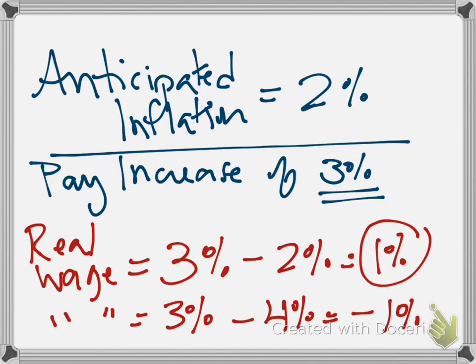So again, our worker here, because inflation was higher than anticipated, actually saw a decrease in their real wage, which means they feel poorer, okay? And on the flip side, if inflation was less than expected, maybe only 1%, then they would have actually gotten a 2% raise in their purchasing power.